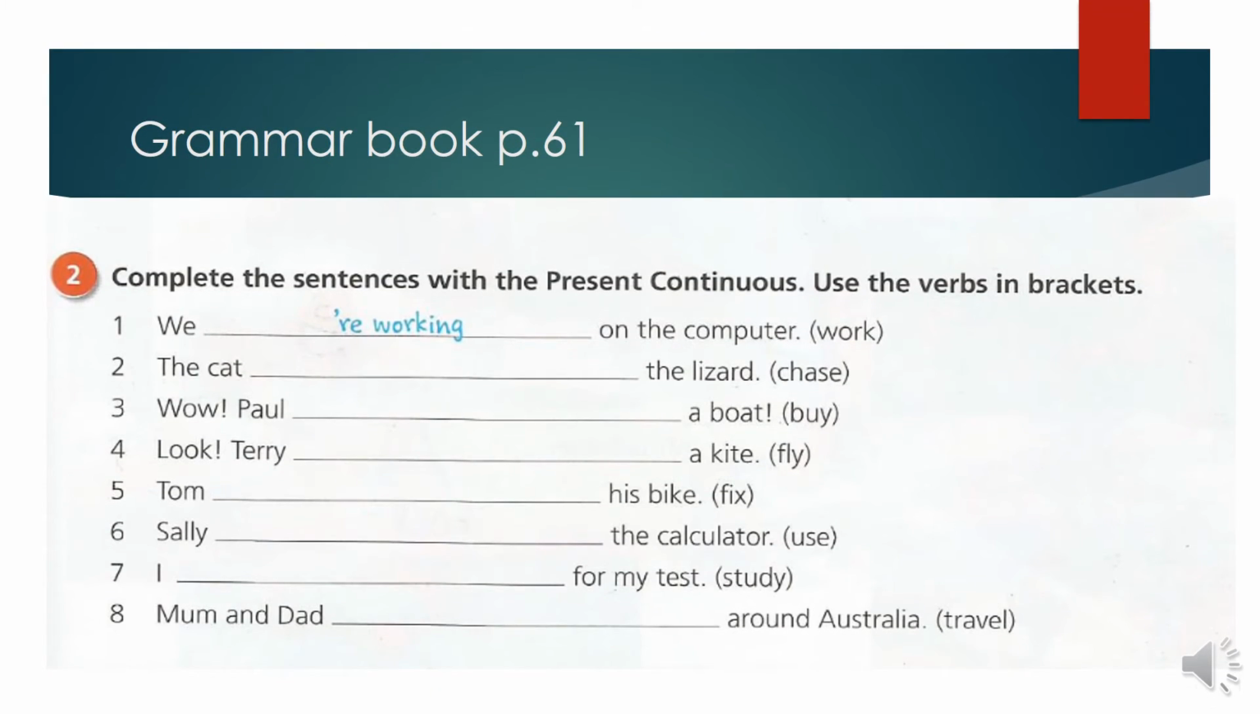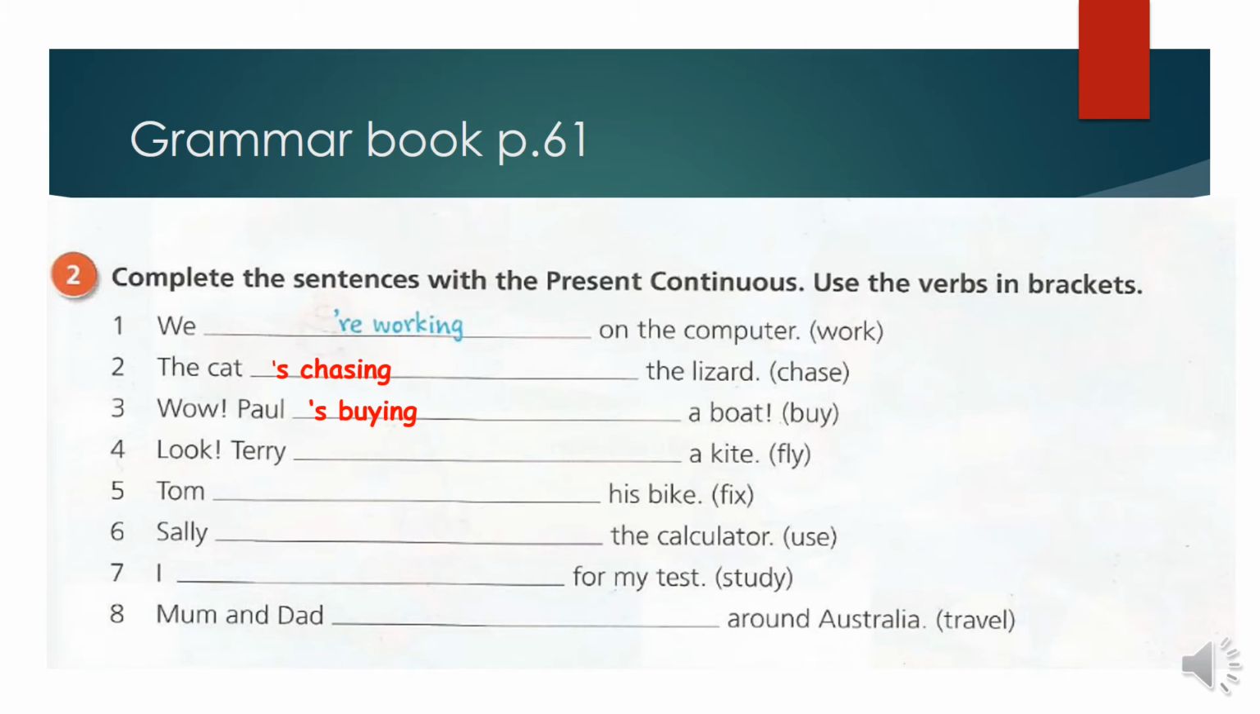Okay, let's do the exercise. Complete the sentences with the present continuous, using the verb in brackets. Number one, we are working on the computer. Number two, the cat, the lizard. Chase. It will be, the cat is chasing the lizard. Number three, wow, Paul, a boat. Buy. It will be, wow, Paul is buying a boat.